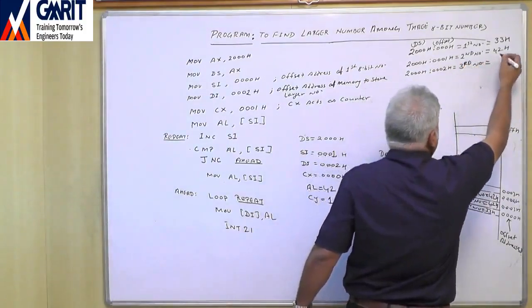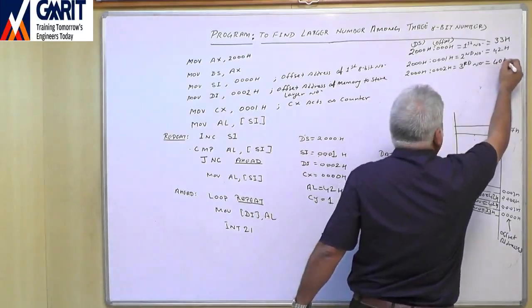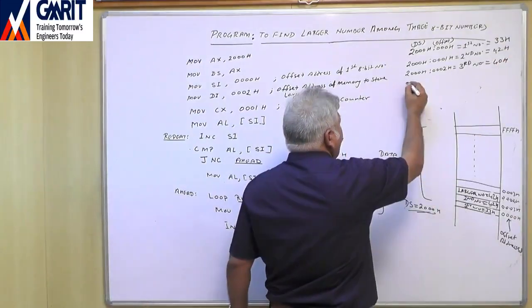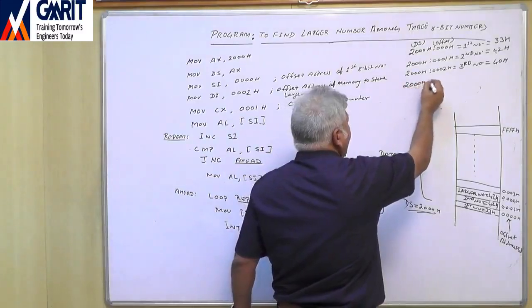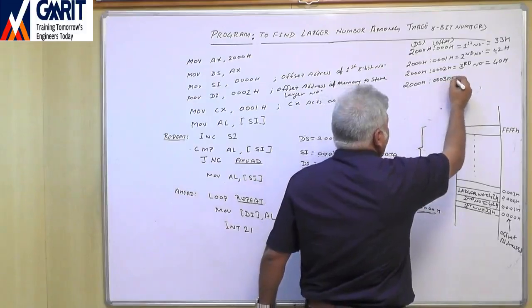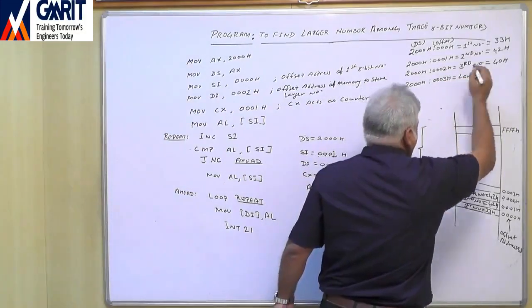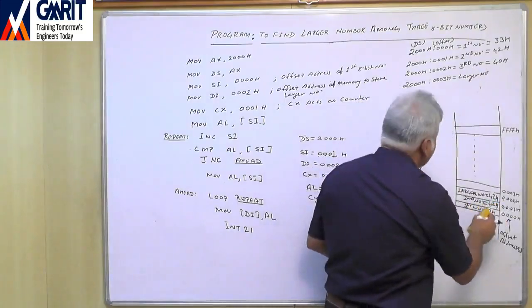Right? Let us assume that number is 40H. And we will store the result at offset 0003H. At this we will store the larger number result.